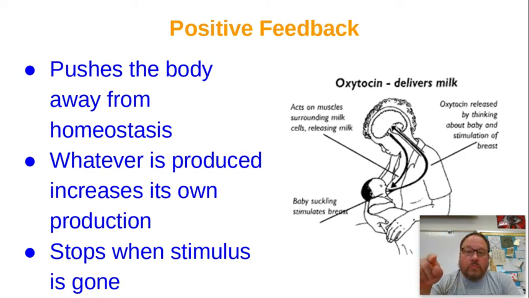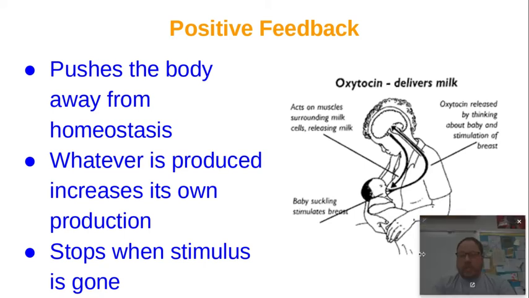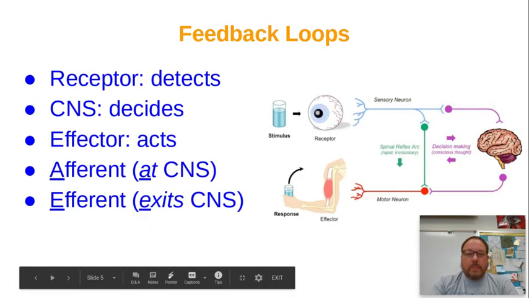Well, more milk being released causes additional suckling for the infant, which causes more oxytocin release, which causes more contraction in the milk ducts, which causes more milk release. So you get this positive feedback loop where the feeding of the infant causes the release of more and more milk until the stimulus is removed, until the baby gets full and stops feeding. So again, just think positive pushes away from homeostasis.